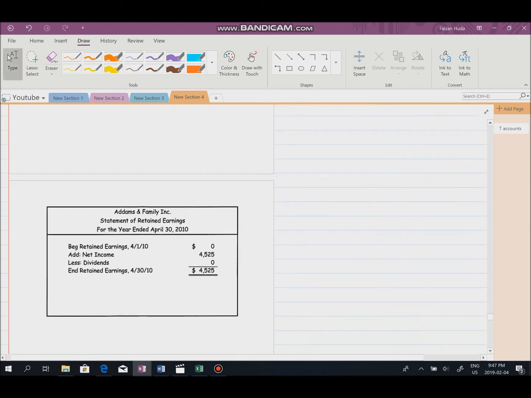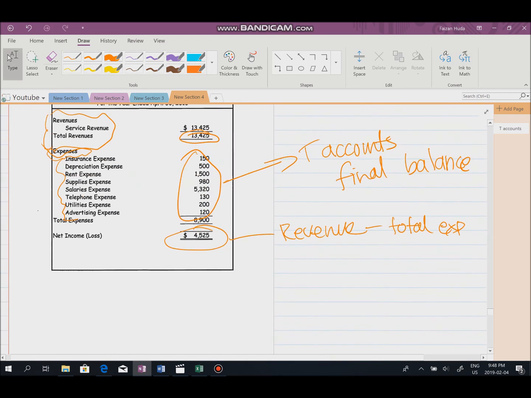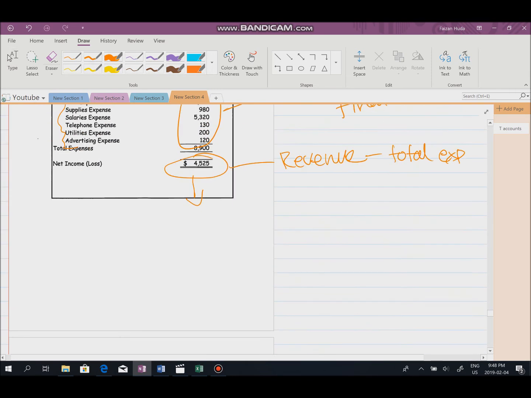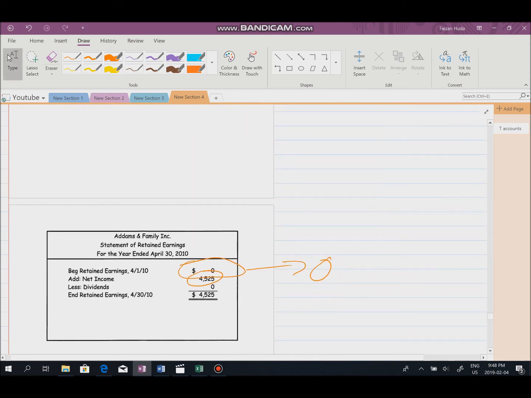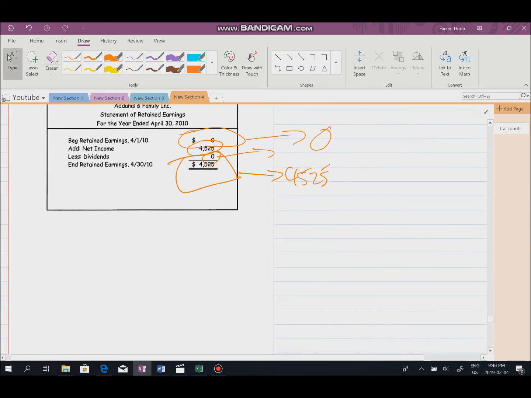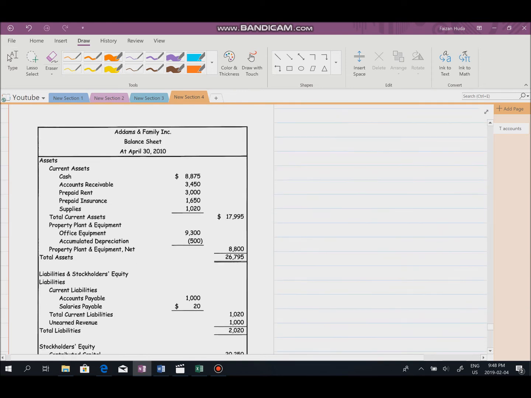Moving onwards to statement of retained earnings. We had no retained earnings, so that's why it's a 0. Net income comes from your income sheet over here. That's where you get net income. We didn't pay any dividends, so we retained earnings of 4,525. That's it. Moving forward.